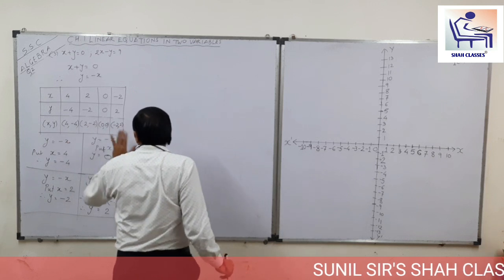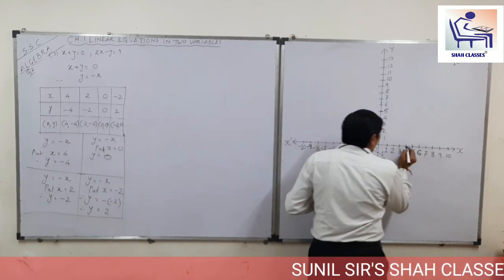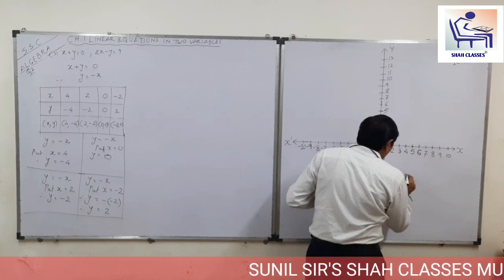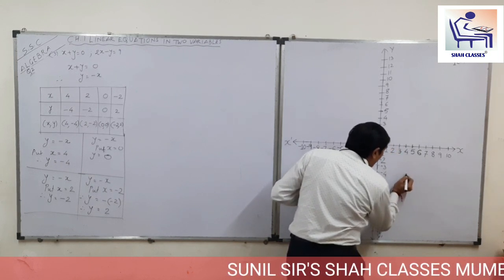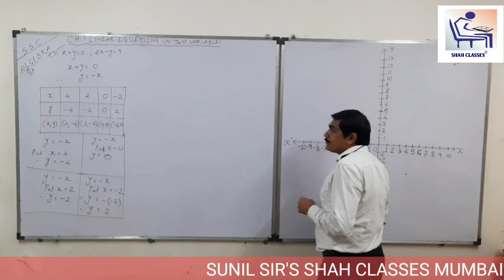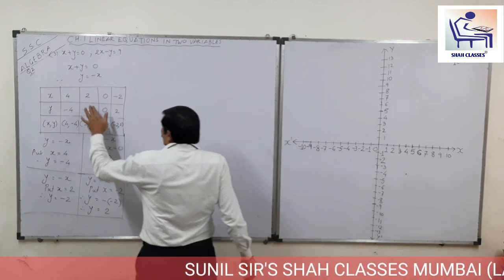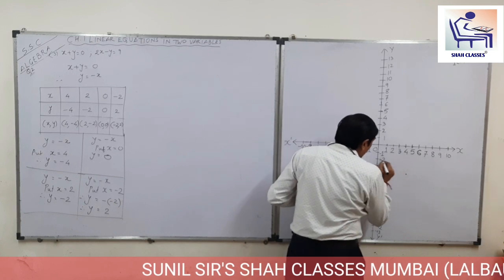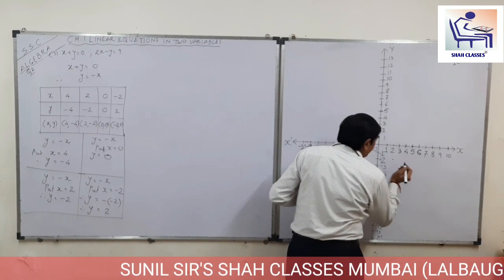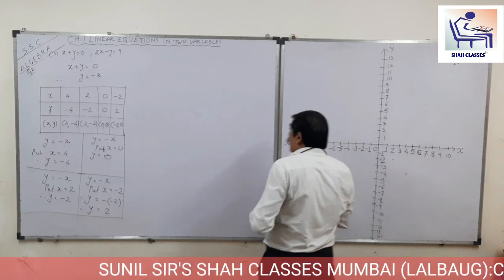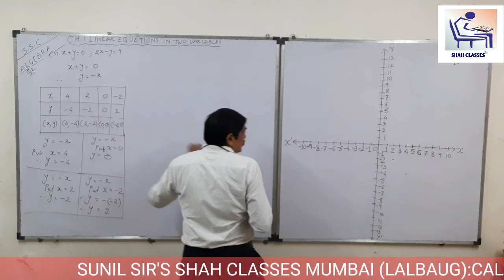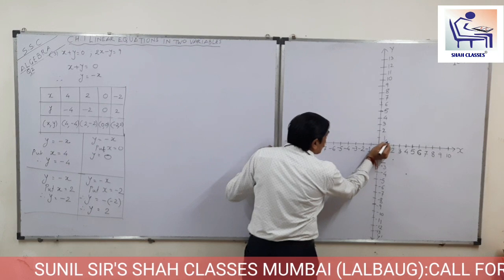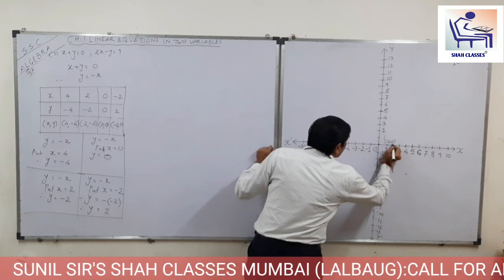Plot all these points on the graph paper. 4 minus 4. So on the x-axis 4 and on the y-axis minus 4. 2 comma minus 2. So 2 here, minus 2 is your second point. Third point is 0, 0. As I already told, it will be passing through origin.